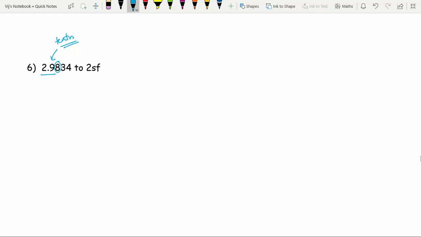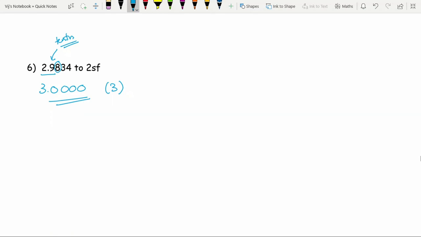I know that 8 is bigger than 4, so I'm going to increase 2.9 by 0.1, so it becomes 3.0, and then all the other digits become zeros, leaving me with an answer of just 3.